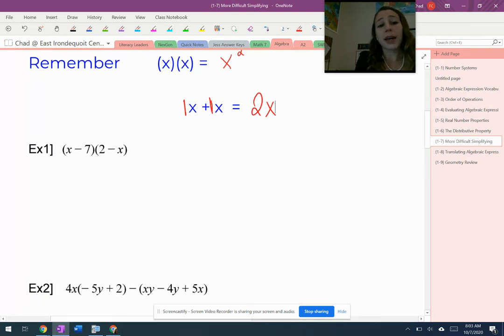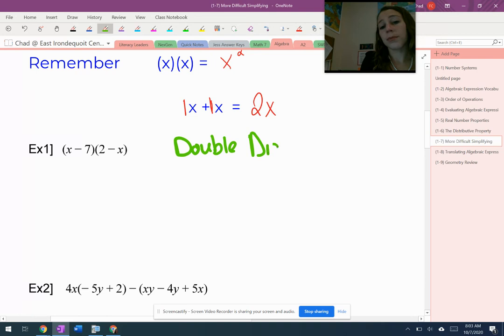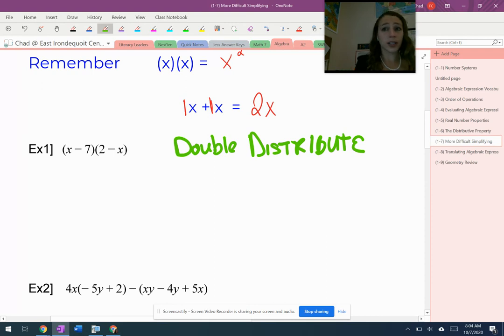You have a binomial being multiplied by a binomial, which tells you that this is a double distribute problem. You can see that I still have multiplication going on here because I just have 2 parentheses. There's no plus sign, there's no minus sign, there's nothing in between there. So the fact that there's 2 pieces in there, or a binomial, 2 terms, tells us this is a double distribution problem. So the first thing I'm distributing to that second set of parentheses is this x.